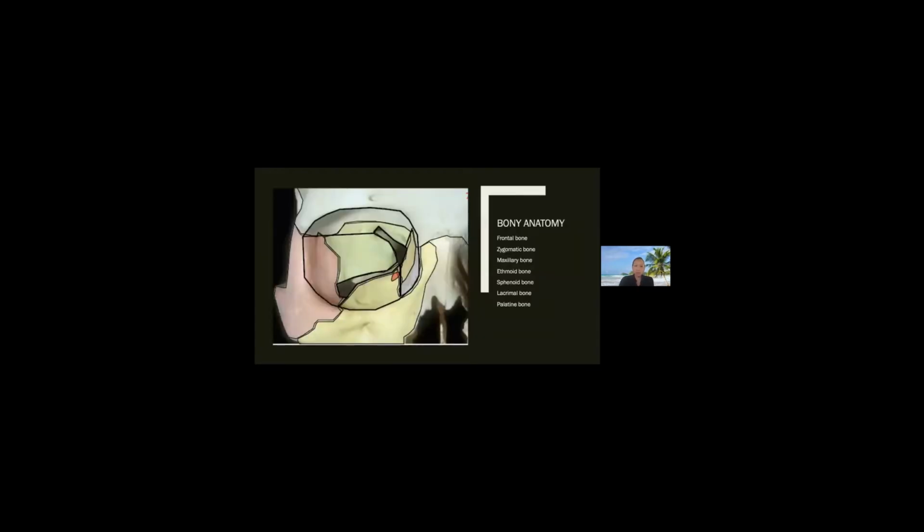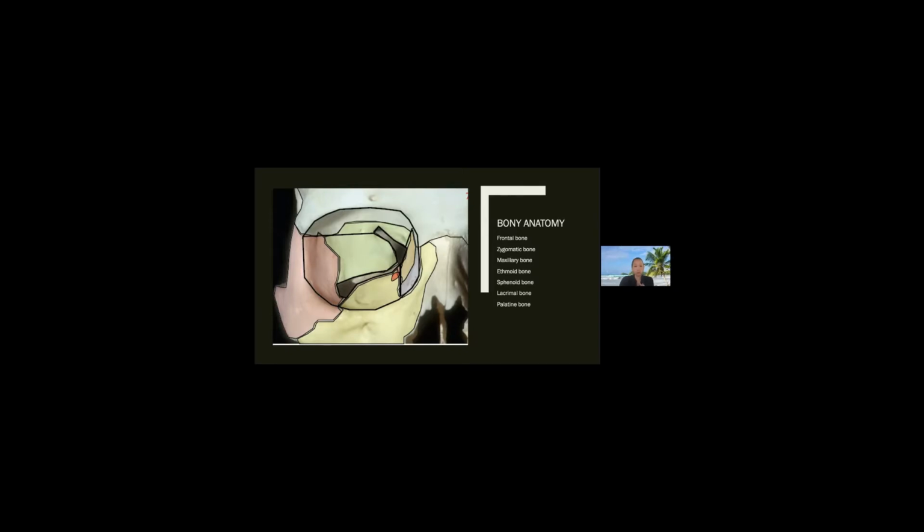So the orbit is shaped like a cone, like an ice cream cone, where it's larger in the anterior portion than the posterior portion, and it's made up of 7 bones. There's frontal bone, zygomatic bone, maxillary bone, ethmoid, sphenoid, lacrimal, and palatine bone. Basically, every bone that contributes to forming the anterior middle cranial fossa contributes to the formation of the orbit's walls.